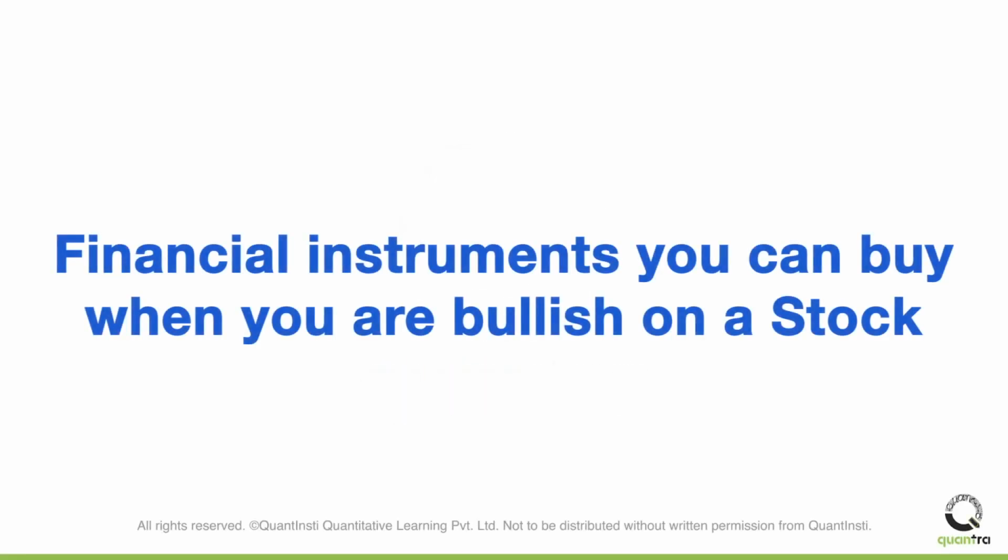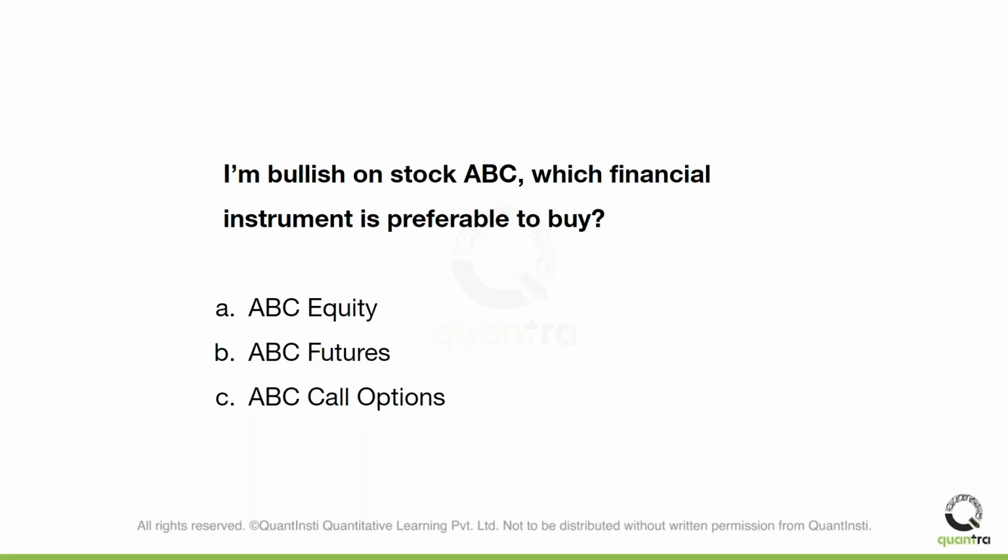I'm bullish on stock ABC, and which financial instrument is preferred to buy? So do you need to buy equity, or do you need to buy futures, or do you need to buy call options?